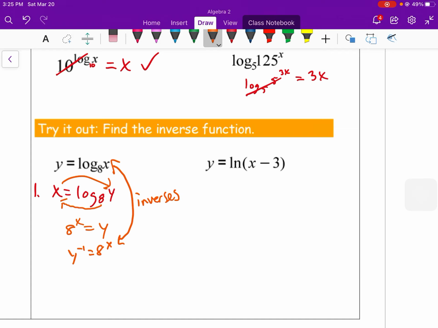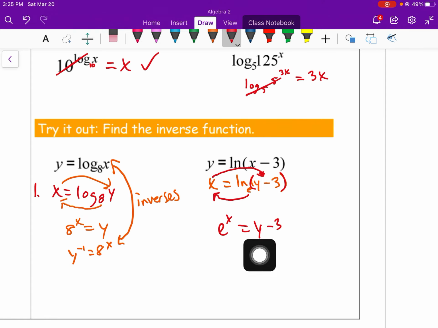Let's do it over here. Rewrite x and y. So it's x equals natural log of y minus 3. Again, your base with the natural log is e. So I'm going to write that. It's implied, e. So then when we work through it, it's going to be e to the power of x equals whatever is inside the parentheses here. So that's y minus 3.